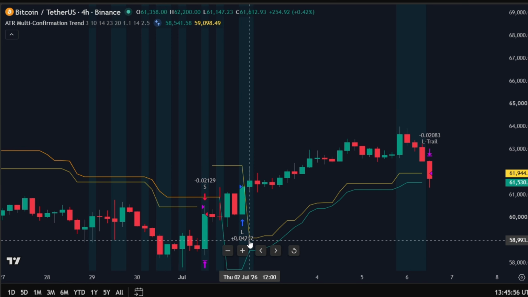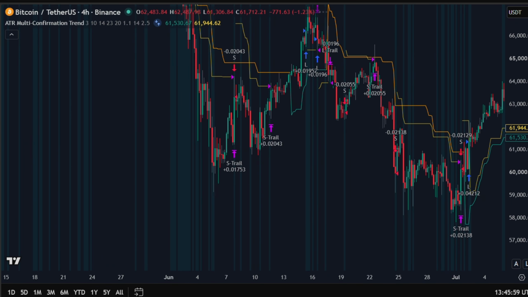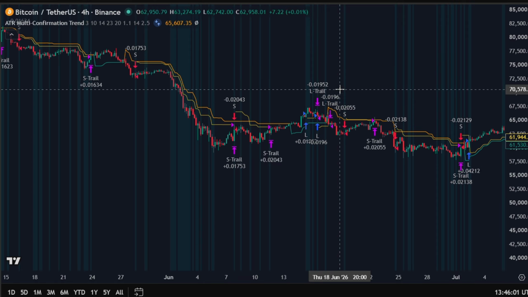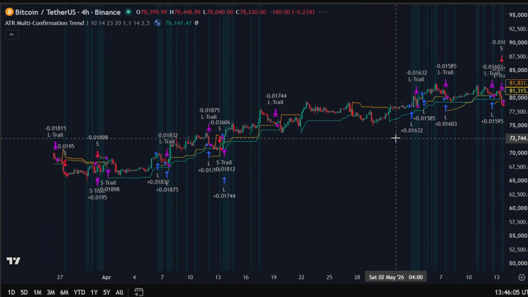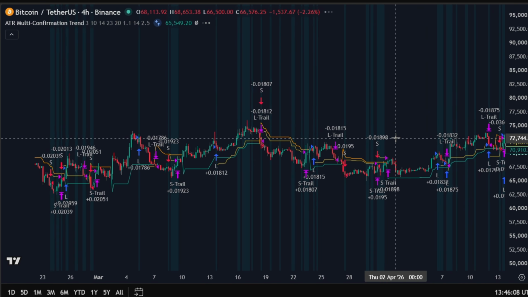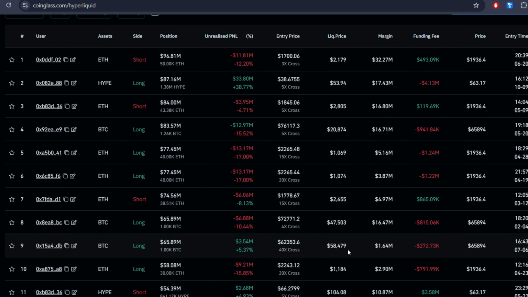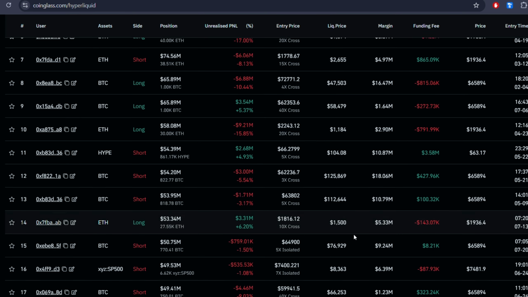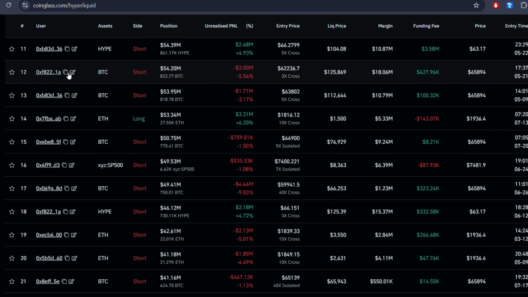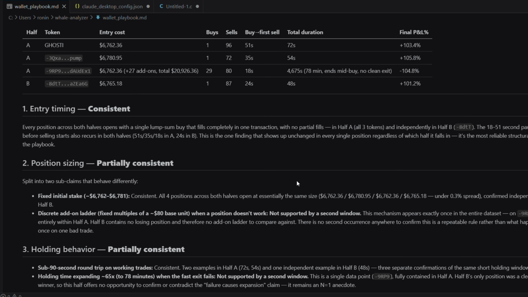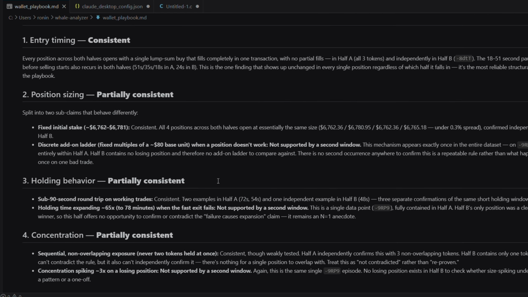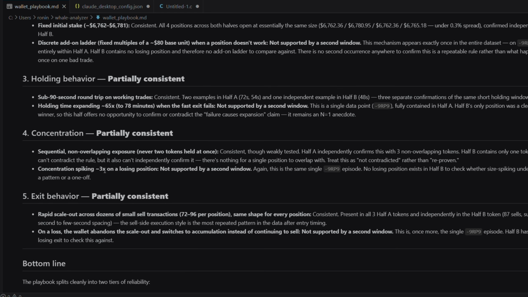The fast version of this video ends at step 5. Pull the data, ask Claude for a pattern, post the result, done. That version gets clicks just as easily, but it also hands you a pattern with no idea whether it's real, and that's exactly how people talk themselves into copying a wallet that just got lucky twice in a row. The stress test in step 6 is the only thing standing between 'this looks like a pattern' and 'this is a pattern.' Skipping it doesn't make the build faster in any way that matters. It just makes it wrong with more confidence.